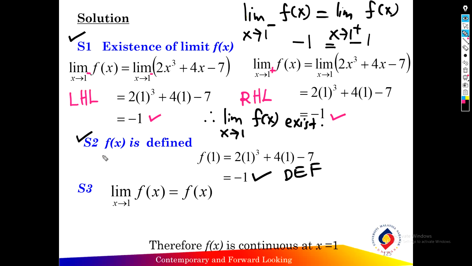And step 3, you compare the limit of f(x) with f(1). The limit equals negative 1, and f(1) equals negative 1. So the limit equals f(1). In conclusion, f(x) is continuous at x equals 1.